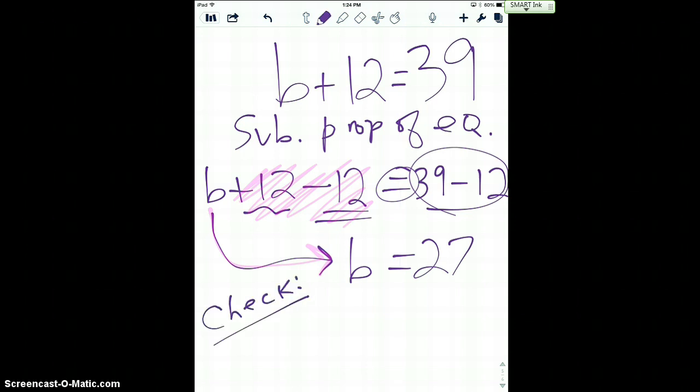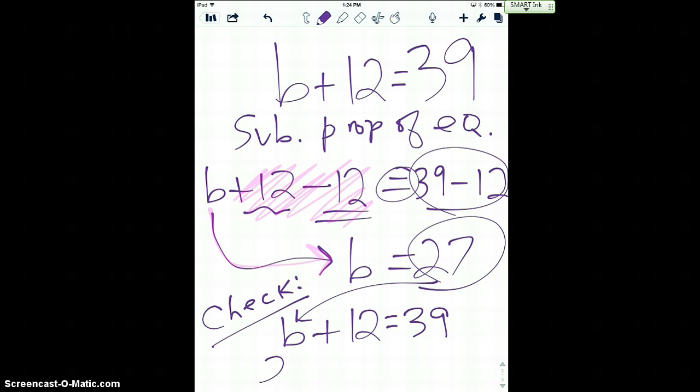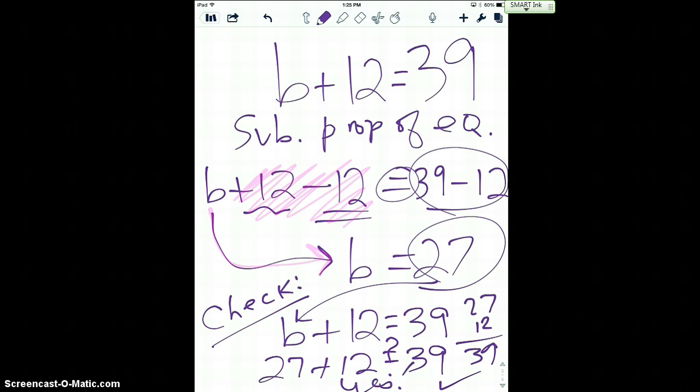So now I have my b value, and now I'm going to check it because I can, and I can see if I got it right. So I'm going to go back to the original, b plus 12 equals 39. And I'm going to sub in that 27 for b. And will 27 plus 12 give me 39? Well, if I line them up and add them up, yes it does. So I am happy because I found what b was worth.